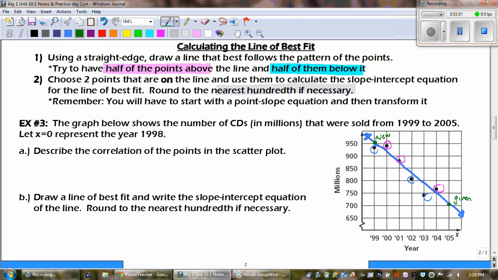Okay? So the graph is showing that over time, what's happening to the CDs? Well, first off, is it a positive or negative correlation? Hopefully you're saying negative because the line's going down. From left to right, it's falling. And then what kind of correlation do you have? Do you think it is strong, moderate, weak? Let's review what the ones are that we've talked about so far.